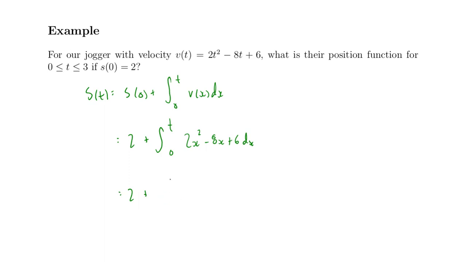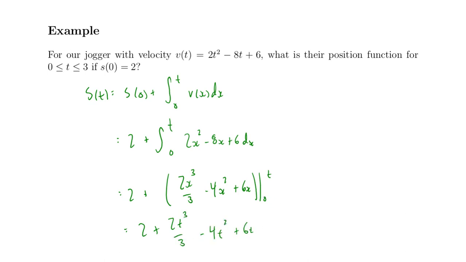So I've got 2 plus my antiderivative, which hopefully we remember. We've done this a couple of times already. Evaluated from 0 to t. If I plug in t, I've got 2 plus 2t cubed over 3 minus 4t squared plus 6t, and then I plug in 0, and in this case 0 minus 0 plus 0 is just 0. All this to say our position function is 2t cubed over 3 minus 4t squared plus 6t plus this constant 2. We can use that initial value to chuck that in here.